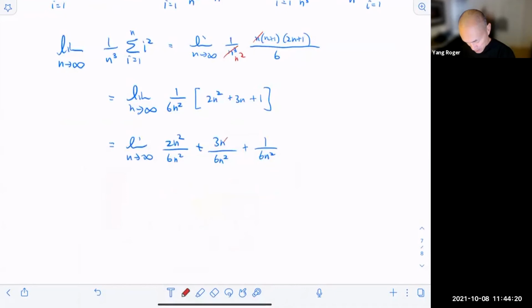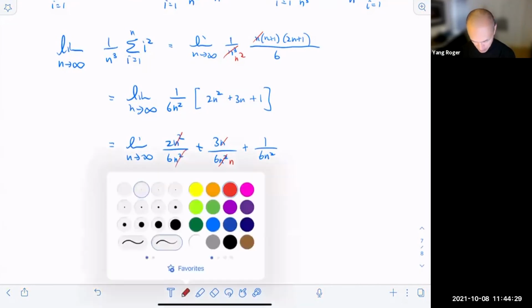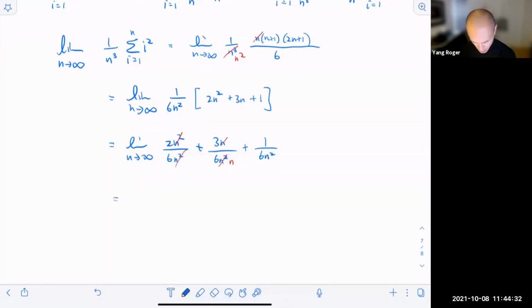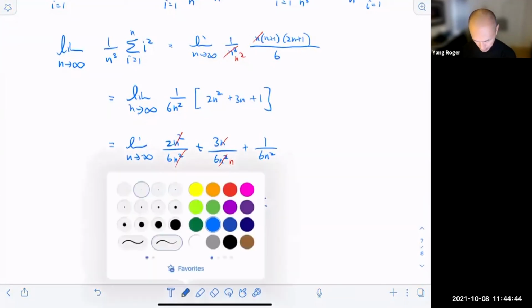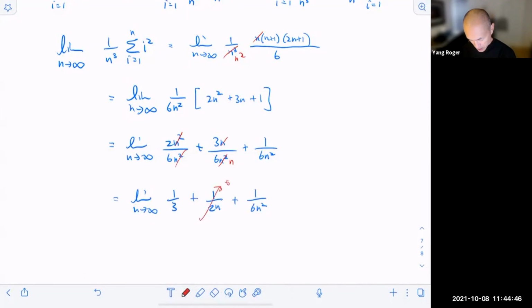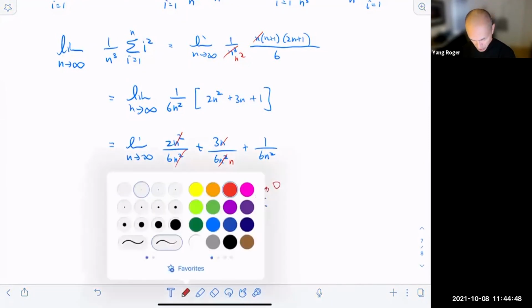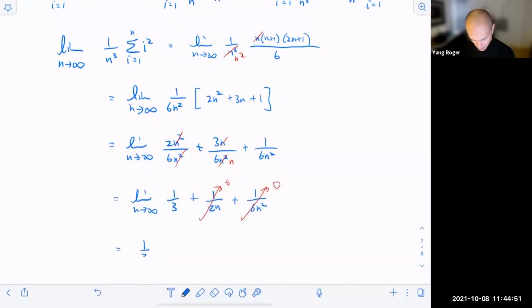I can simplify this. This n squared cancels. You have an n left over. This n squared and this n squared cancel. So we end up with the limit as n goes to infinity, 1 over 3 plus 1 over 2n plus 1 over 6n squared. This guy goes to 0, this guy goes to 0. So you end up with 1/3 units squared.